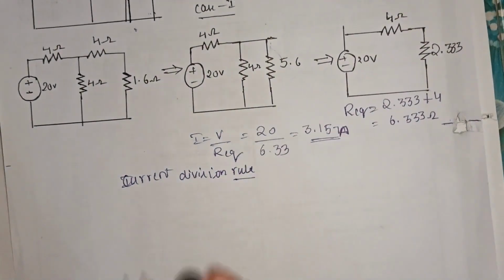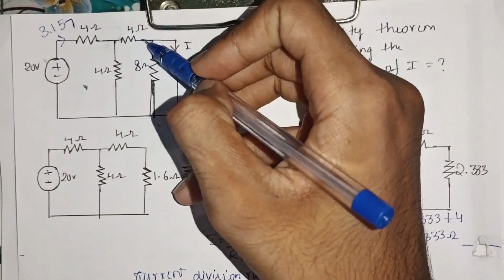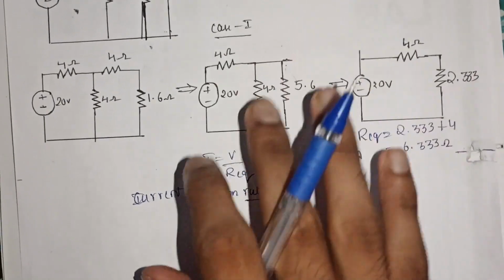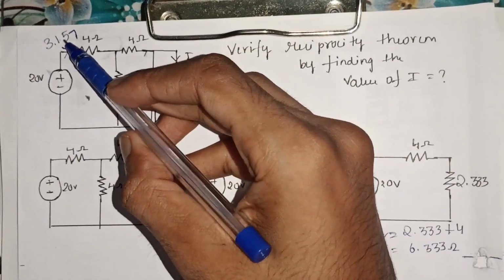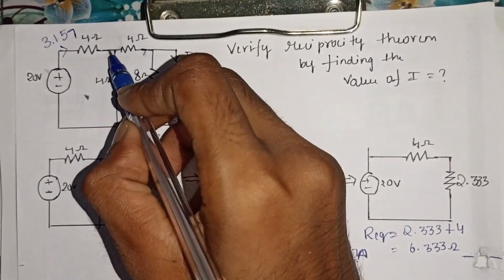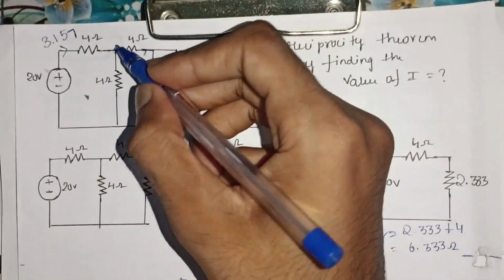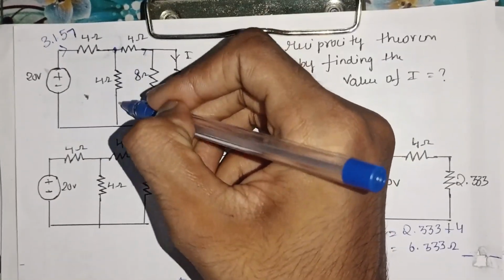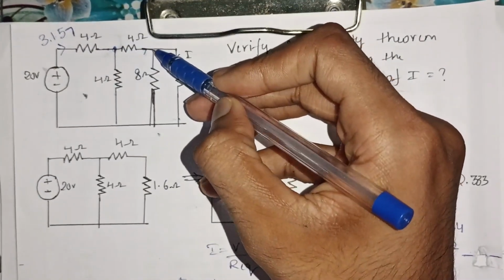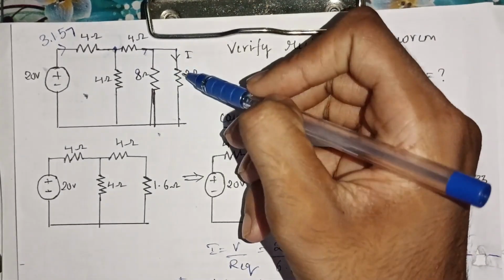So I have to calculate the value of current I. I should know the value of current that is entering the 4 ohm resistance as well as the current entering this 2 ohm resistance. The 3.157 ampere current is the same up to this point, that is up to this 4 ohm branch. And here at this node the current splits into two, that is a part of current enters the 4 ohm resistance and another part enters the other branch, and at this node again it splits into two parts, a part of it enters 8 ohm and a part of it enters 2 ohm.